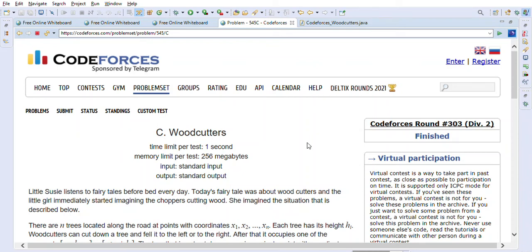Hi friends, welcome back. Today we are going to solve Codeforces problem Woodcutters.